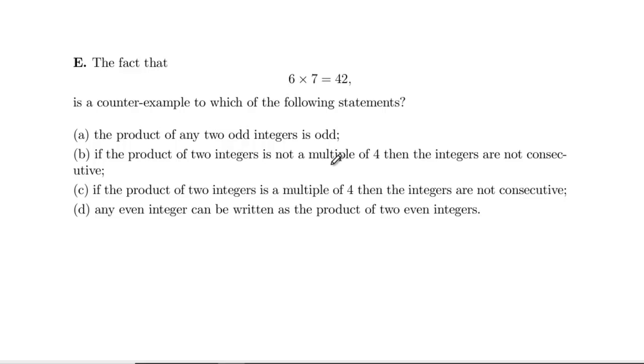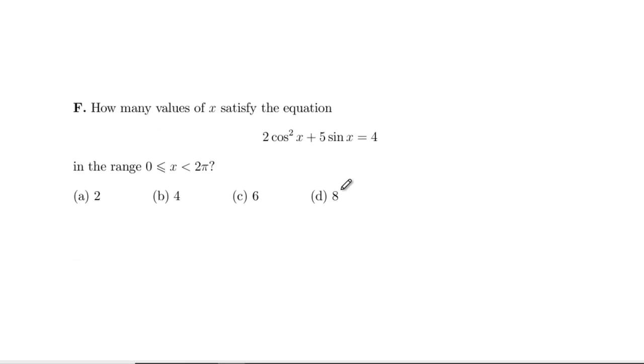E: the fact that 6 times 7 is 42 is a counterexample of which of the following statements? The product of any two odd integers is odd. Well, no, it's not that, because they're not both odd. If the product of two integers is not a multiple of 4, which they're not, then the integers are not consecutive. Well, we have got consecutive integers and the product is not a multiple of 4. So there we go, B. Right, that was a bit of a gimme one.